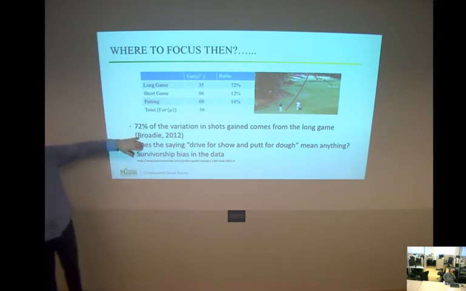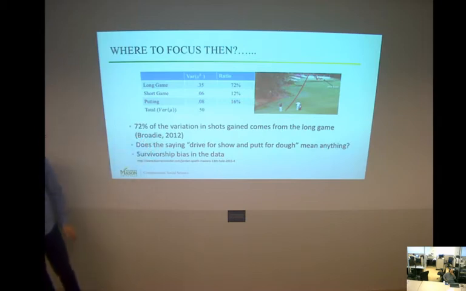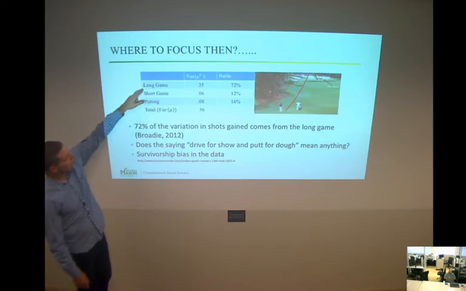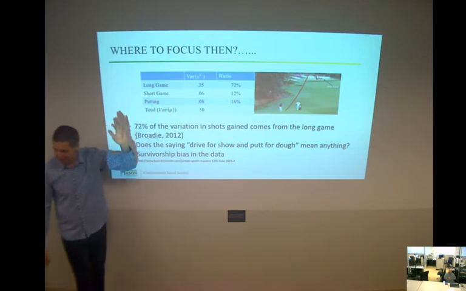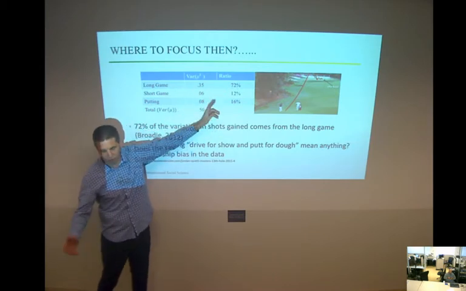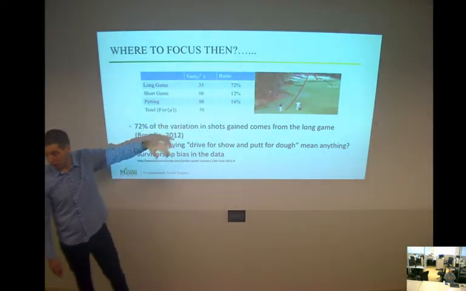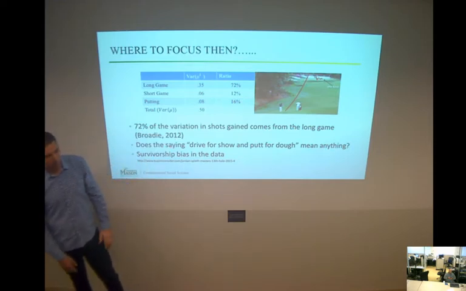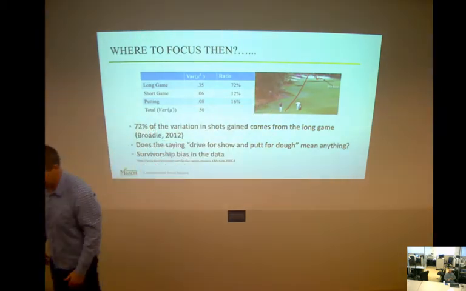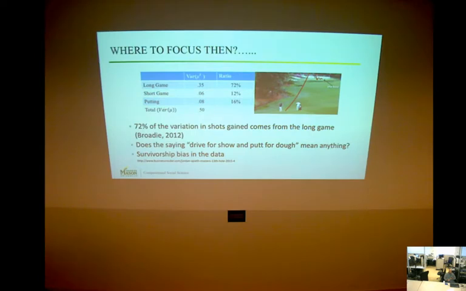Especially with this paper from Mark Broadie, who I think it's fair to say revolutionized golf analytics. Everyone says putt for dough, but this is from PGA data over 10 years, where the biggest variation between Tiger Woods and the rest of the field was in the long game. So on long shots, Tiger Woods was significantly superior to any other golfer. This is Jordan Spieth when he won the Masters, but this is the sort of shot Tiger Woods would regularly hit. Now, how Mark Broadie did this was he had this metric called strokes gained.